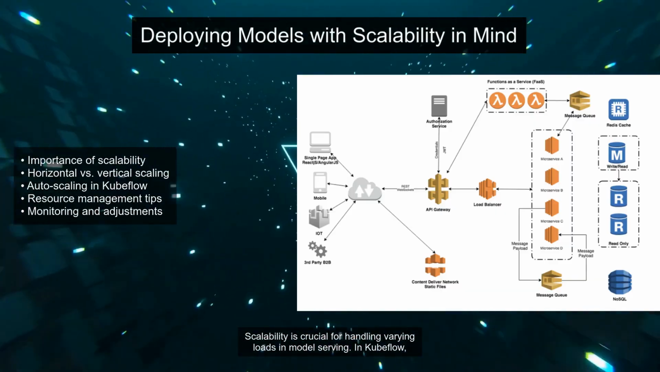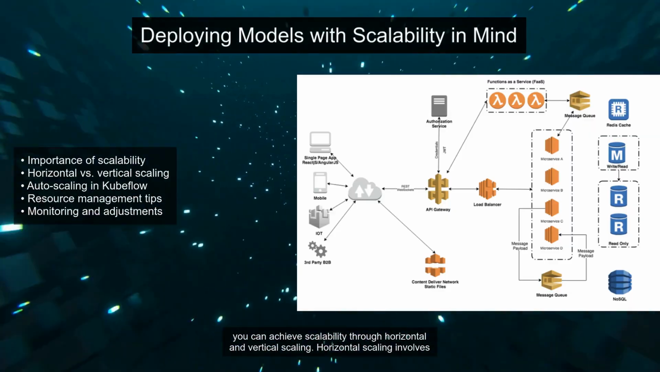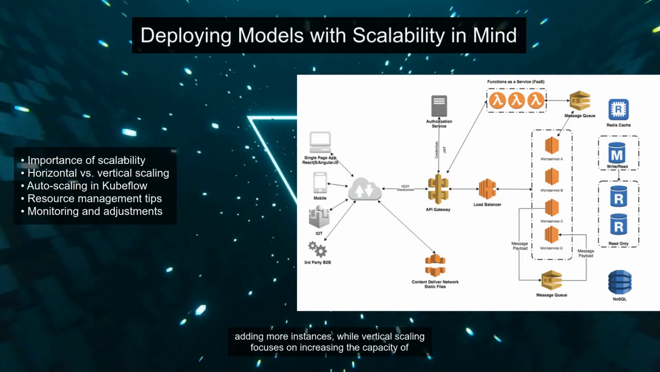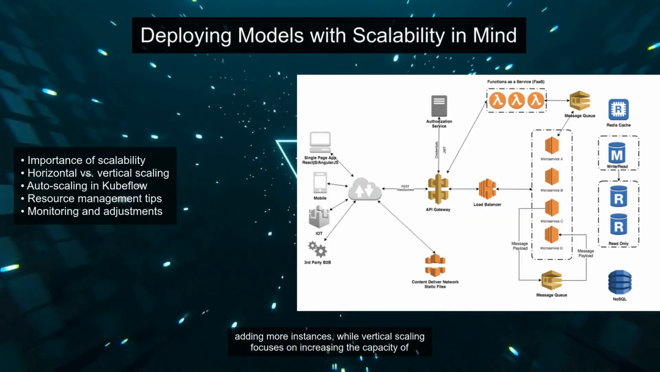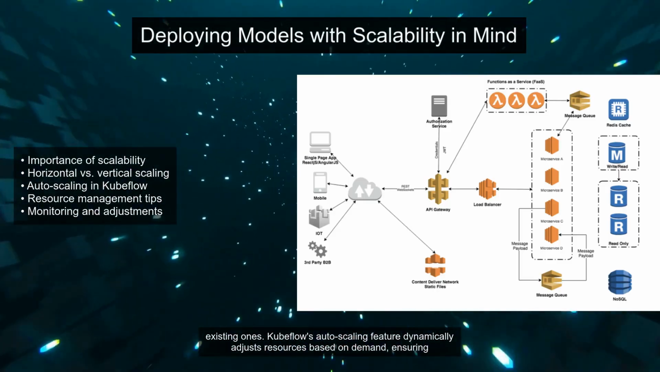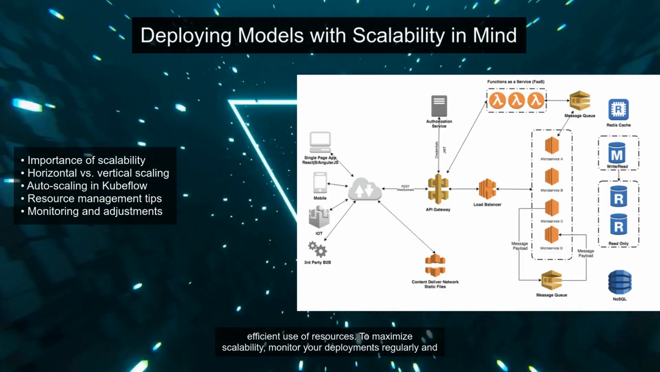Scalability is crucial for handling varying loads in model serving. In Kubeflow, you can achieve scalability through horizontal and vertical scaling. Horizontal scaling involves adding more instances, while vertical scaling focuses on increasing the capacity of existing ones. Kubeflow's auto-scaling feature dynamically adjusts resources based on demand, ensuring efficient use of resources.